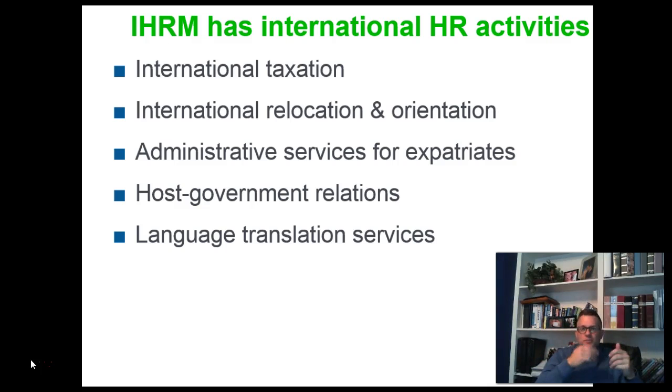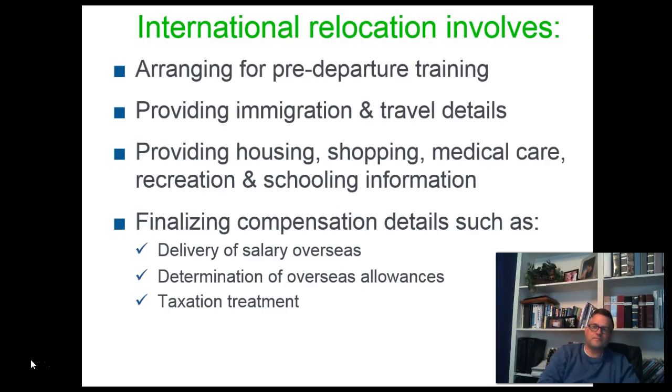Some of those relationships with the United States are very sound and very friendly. Others are a little more contentious and a little more difficult to navigate. And like I said, language translation services. So I consider that part of administrative services. But that's something that, again, wouldn't be considered here domestically, but internationally it could become a very big issue.